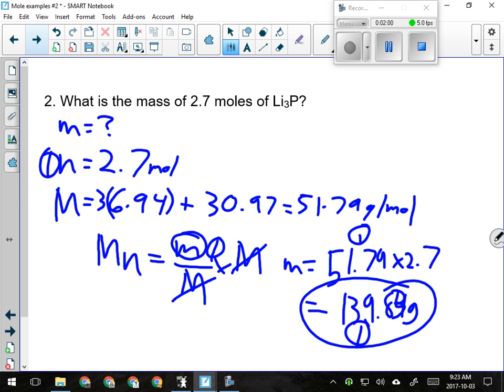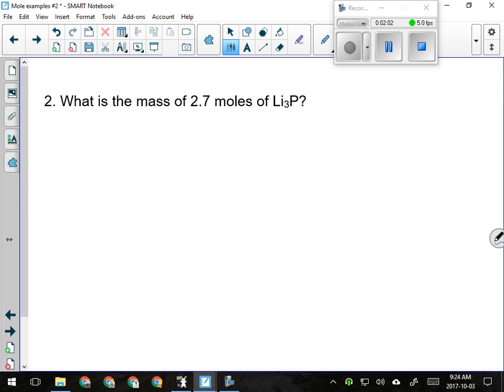All right, our second example, I'll walk all the way through it here. So what's the mass of 2.7 moles of lithium phosphide? So we've got another ionic compound there. So 2.7 moles is n. They're asking us to calculate the mass, so that's our unknown. And because they told us what stuff we're dealing with, we can calculate the molar mass.